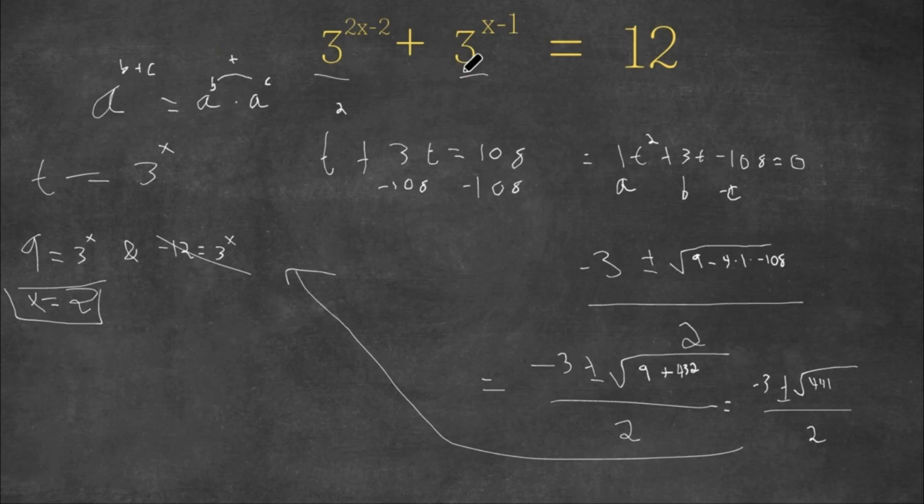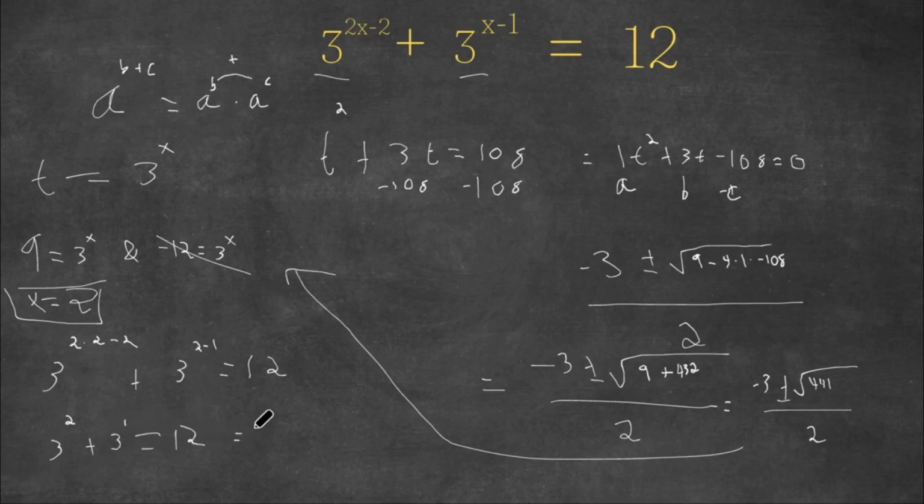Now, why don't we plug this into our equation here? This would result in 3 to the power of 2 times 2 minus 2 plus 3 to the power of 2 minus 1 equals 12. 2 times 2 is 4, and 4 minus 2 is 2, so this would be 3 squared plus 3 to the power of 1 equals 12.